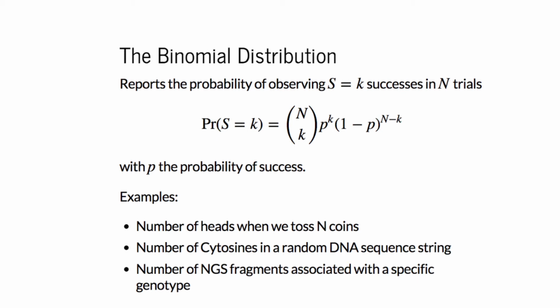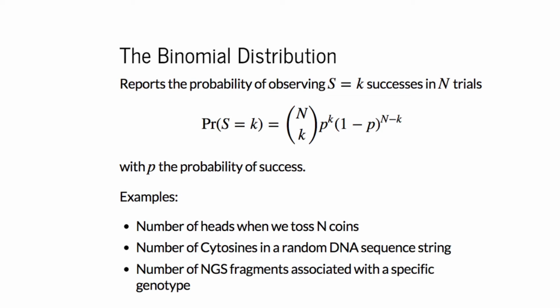But then we can also use it in life sciences examples. For example, if we were to compute the probability of the number of cytosines in a random sequence of DNA, we could use a binomial distribution to model that. Also, if we have a next generation sequencing experiment where we're trying to decide if a specific location on the genome is heterozygous or homozygous, if it is heterozygous, then the number of one genotype or the other that we see should also follow a binomial distribution. So it is used often in the life sciences.